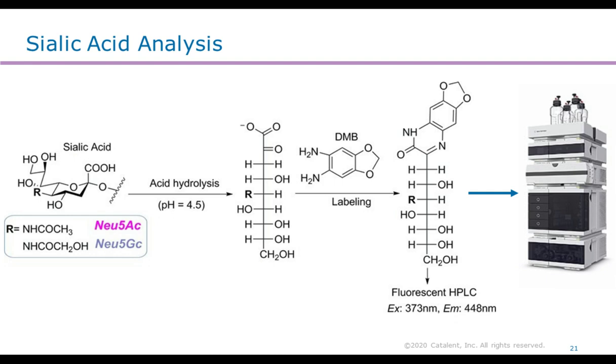Finally, I'd like to talk about another type of analysis that we do in our labs, and it's the only method that is quantitative for sialic acid. So sialic acid analysis, as it's most commonly called, is a method that gives you quantitative results for sialic acid from your target glycoprotein.